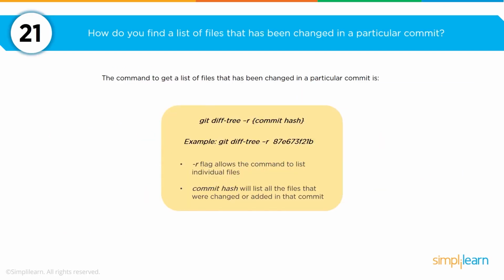You can, if you want to, very quickly and easily find out all the files that have been used to make a particular commit. So when somebody asks you the question, how do you find a list of files that has been changed in a particular commit, you can say that all you have to do is use the command git diff-tree -r and then the hash for the commit, and that would give you a breakdown of all the files that have been changed with that particular commit.